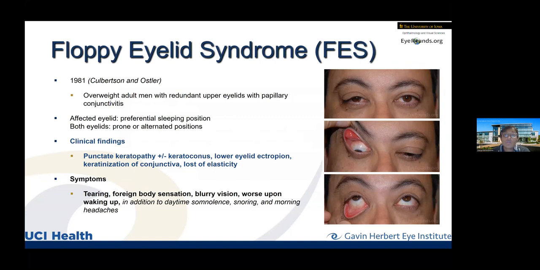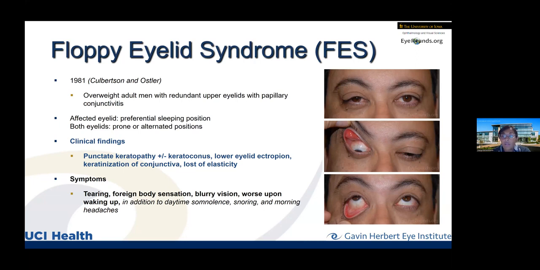This was first described in 1981, and it was found in individuals that were typically overweight men, and they had these reddened eyelids that everted easily. It was thought that if it was only happening in one eye, they were just preferentially sleeping on that side, versus if it was happening on both sides, they would alternate or sleep face down.